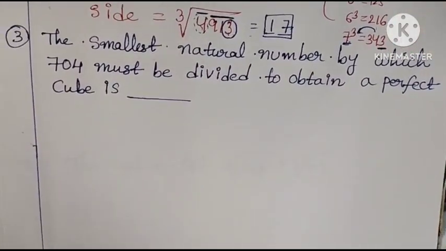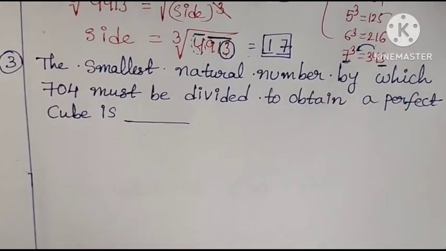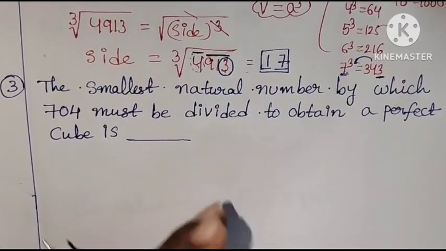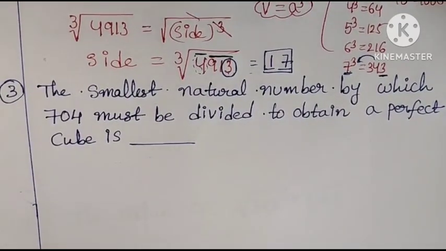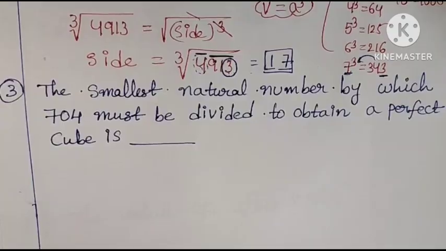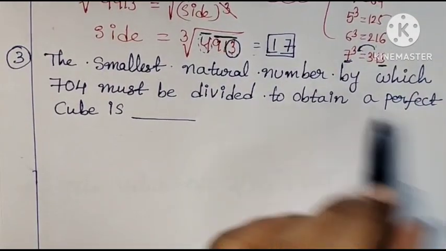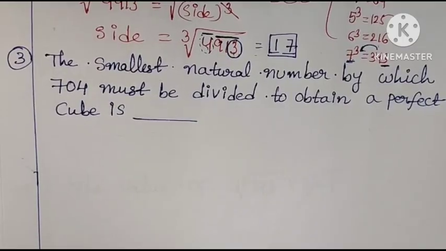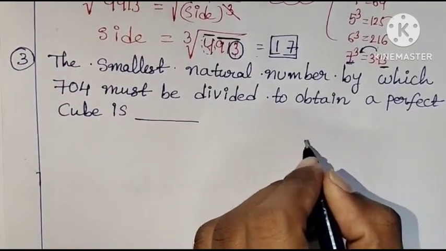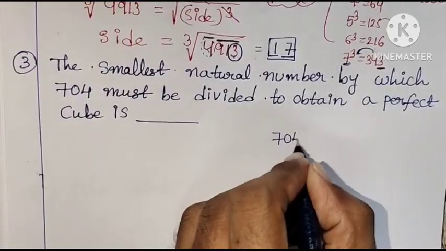The smallest natural number by which 704 must be divided to obtain a perfect cube is? So here, the smallest natural number by which 704 must be divided. To solve this problem, first find the prime factorization of 704.